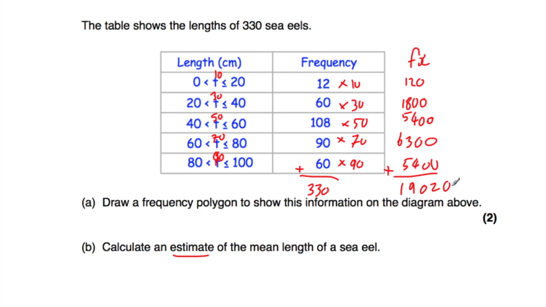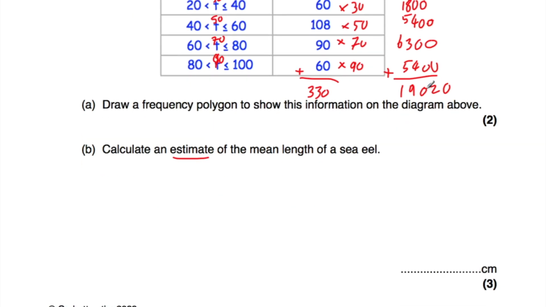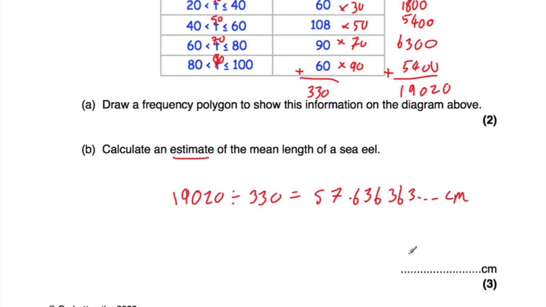and that's equal to 19,020. And then if we divide the total by the total frequency, that'll give our estimate of the mean length of each sea eel. So 19,020 divided by 330 is equal to 57.636363 and so on centimeters. And let's just round our answer to 2 decimal places. So let's call it 57.64 centimeters to 2 decimal places. And that's it.